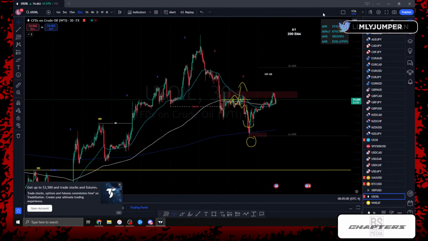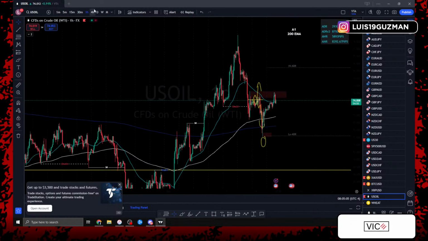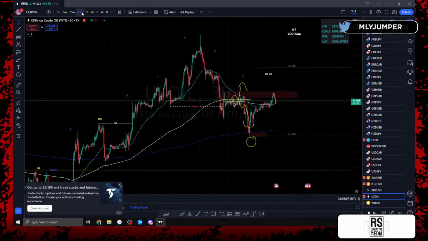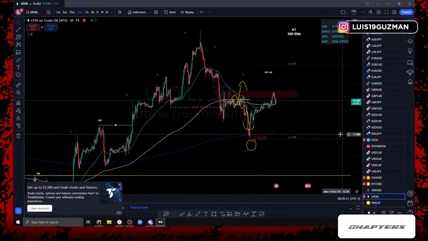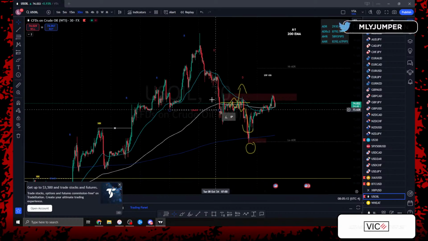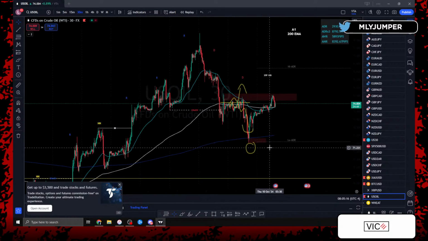We'll give this one some time to develop. Again, US oil is another situation, very similar to US 30 and Bitcoin, right? Very similar to gold too, where we'd love to take these trades. We'd love for this trade to play out going short. And it looks so good.